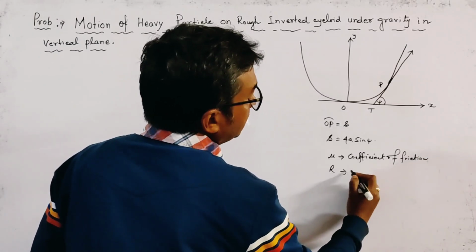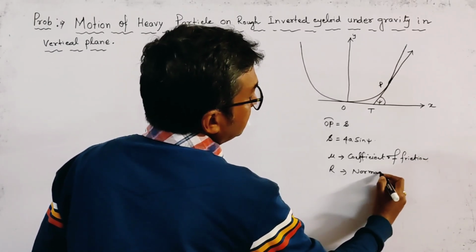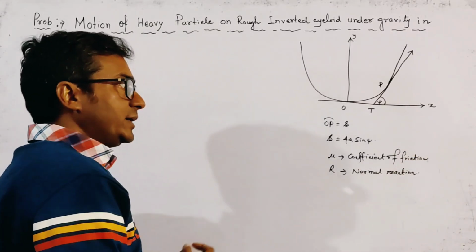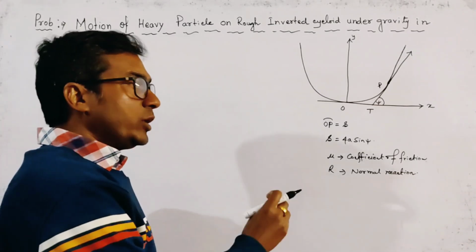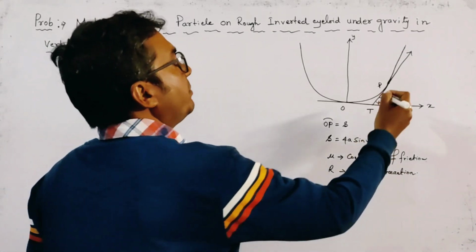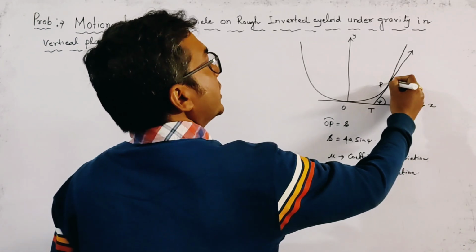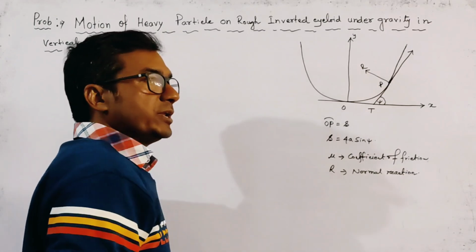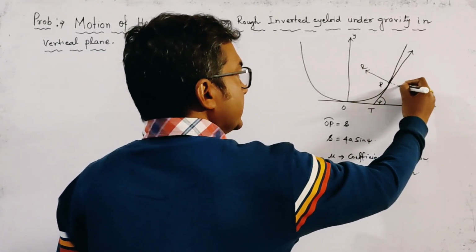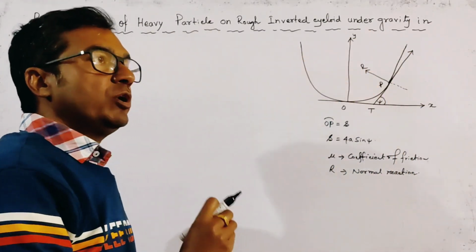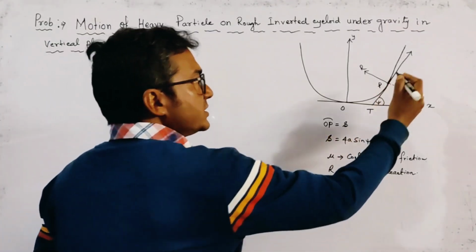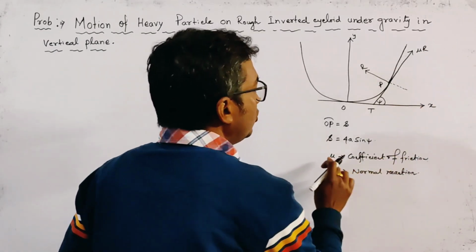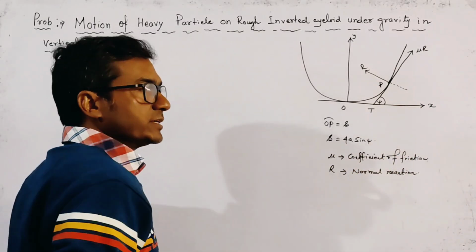Let R be the normal reaction. We know that the normal reaction always acts perpendicular to the tangent at the point of contact. So this is the direction of the normal reaction, and we get the normal reaction at the point P, which is R. Clearly the friction force acts along PT, and it will be mu R, because mu is the coefficient of friction and R is the normal reaction.